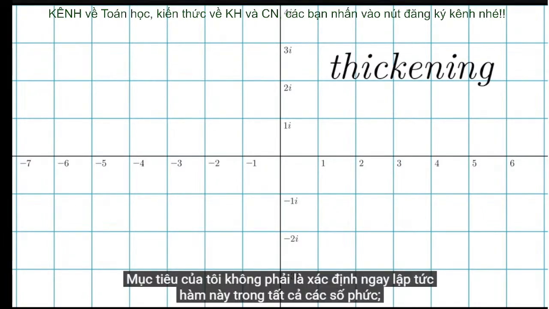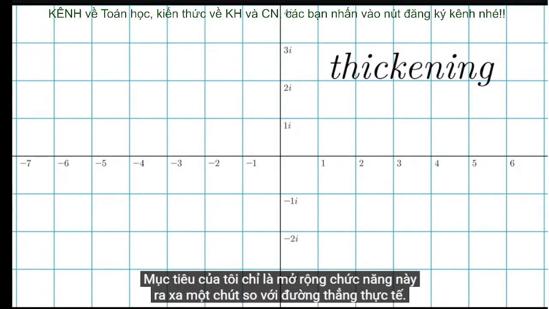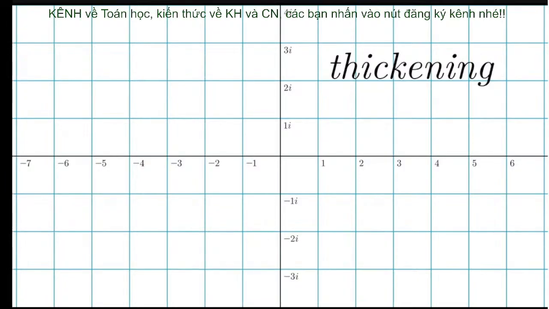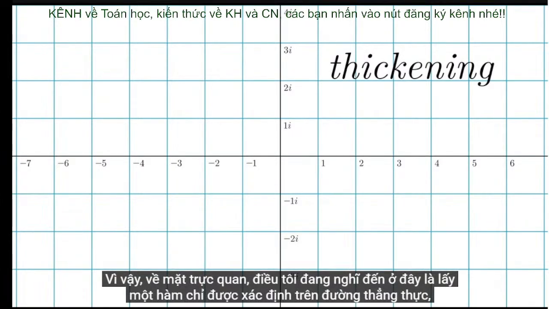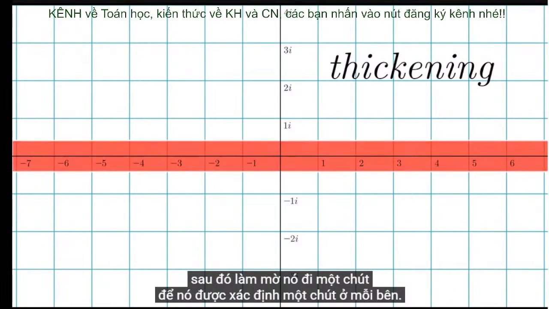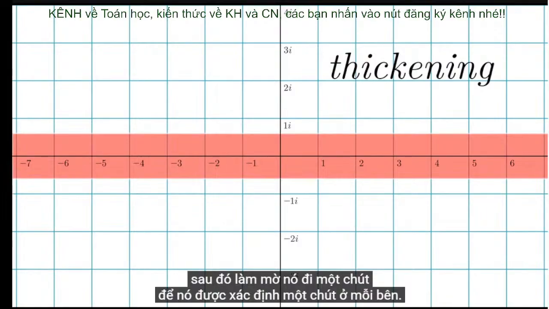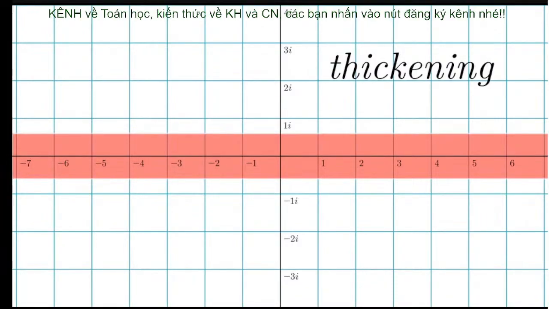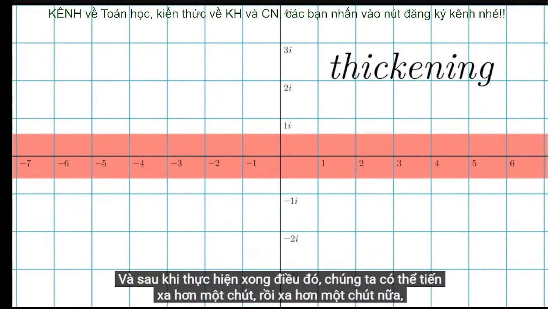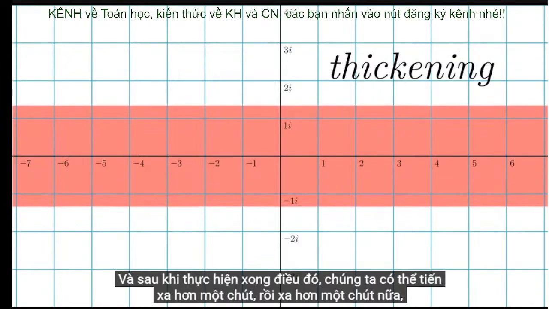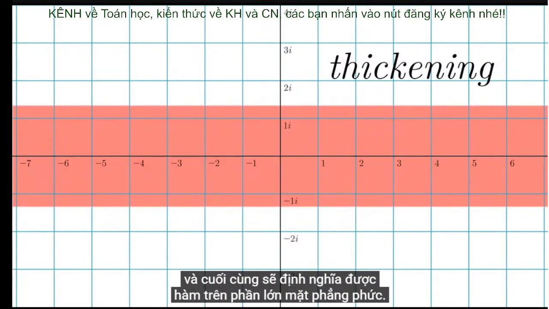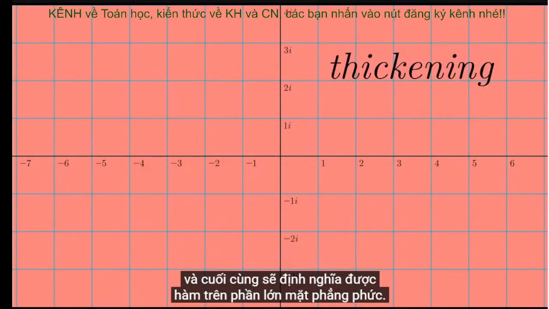My goal isn't to immediately define this function in all of the complex numbers. My goal is just to extend this function a little bit away from the real line. So visually, what I'm thinking of here is taking a function that's defined only on the real line and then just blurring it a little bit out so that it's defined a little bit on each side. And then once we do that, we can go a little bit further and a little bit further and eventually end up defining the function on much of the complex plane.